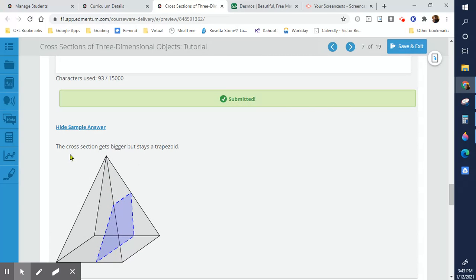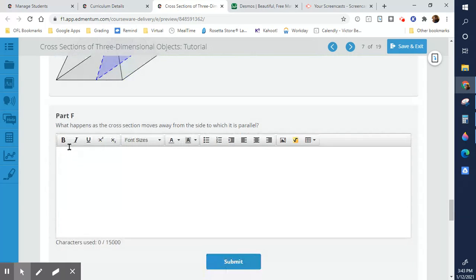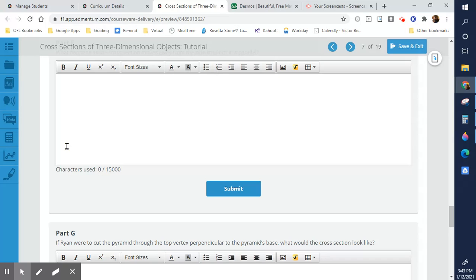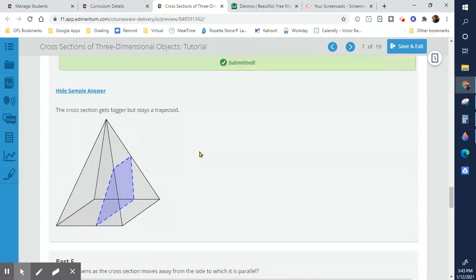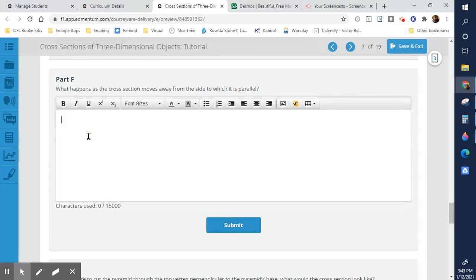All right, so what happens as the cross section moves away from the side that it's parallel to? Well, what's going to happen is the trapezoid becomes smaller, the legs get shorter, and the top becomes longer.